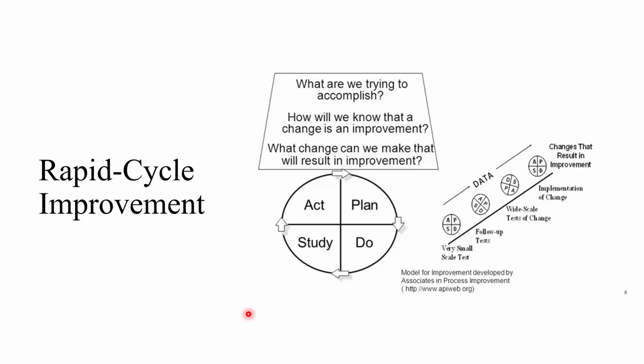How will I know that a change is an improvement? And what change can I make? Where I am as an individual, where you are as leaders, where you are as policymakers, what change can we make that will result in improvement in quality? And for that, you can use this rapid cycle. Again, plan, do, study, act.